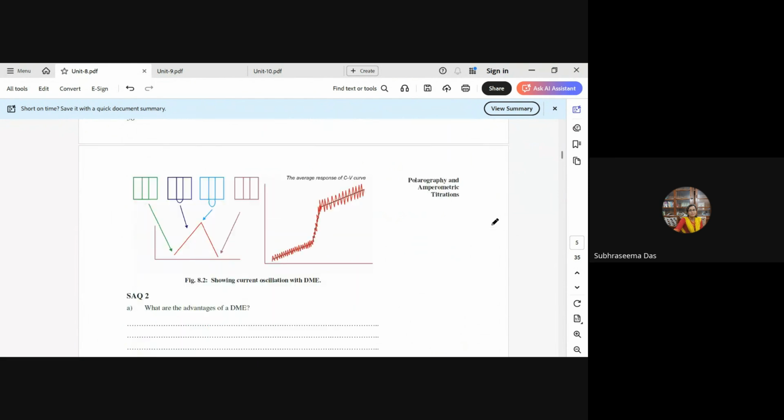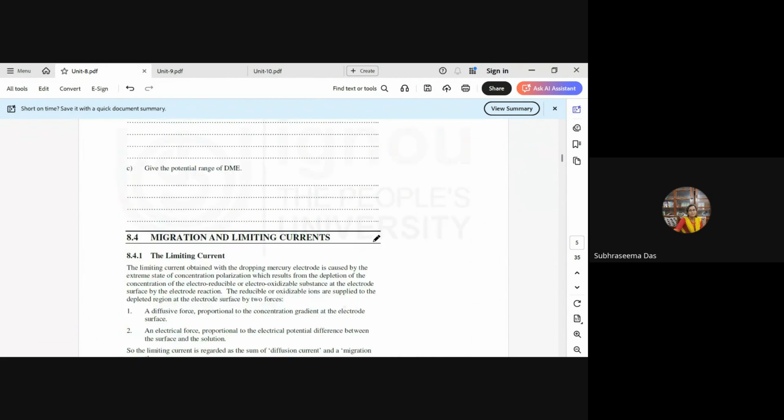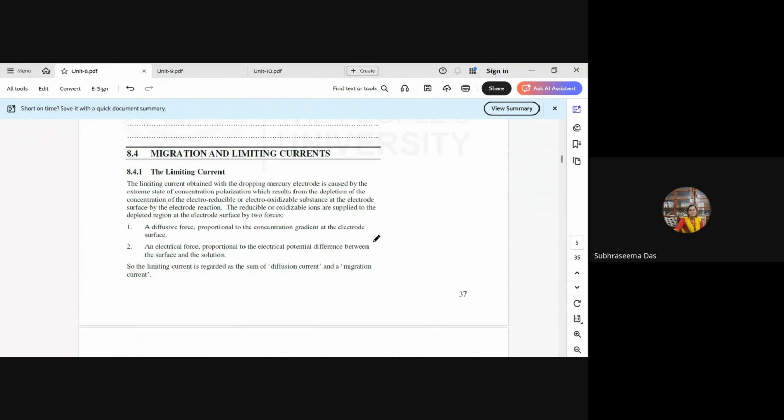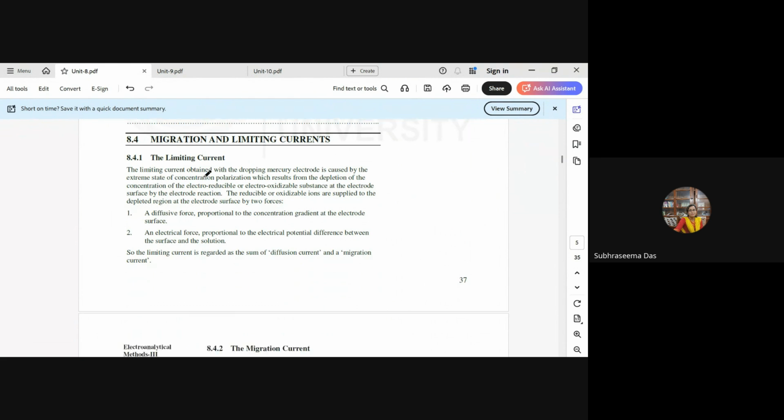Figure 8.2 shows the current oscillation with DME. This is the average response of the CV curve. Then coming to migration and limiting currents. The limiting current obtained at the mercury drop electrode is caused by the extreme state of concentration polarization, which results from the depletion of the concentration of the electroactive substance at the surface of the electrode by the electrode reaction.